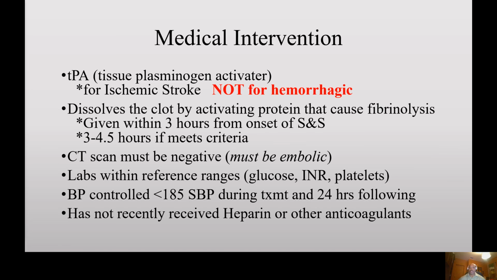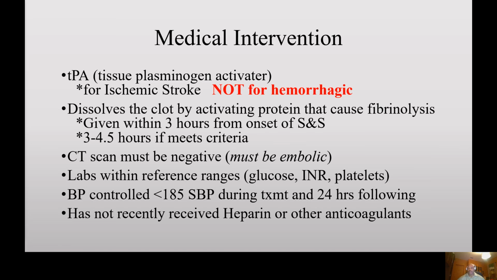Now, TPA, as far as medical intervention, tissue plasminogen activator, is for ischemic or embolic types of strokes. It is not for hemorrhagic strokes. It will cause your patients to bleed. They dissolve the clot. Fibrinolysis, you know, the clot is made of fibrin. And the TPA lysis, the fibrinolysis, breaks it up, all right? And so it allows more perfusion or reperfusion to brain tissue.